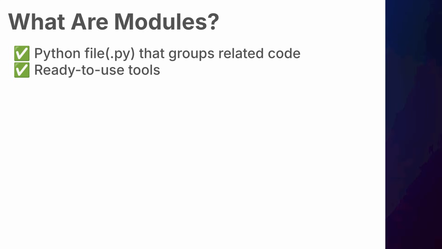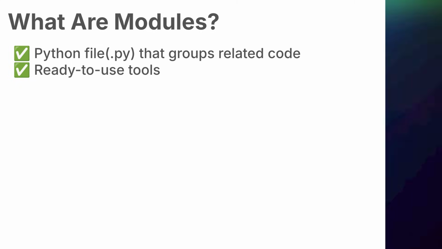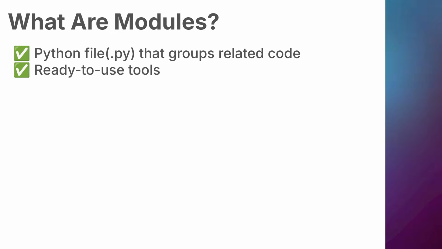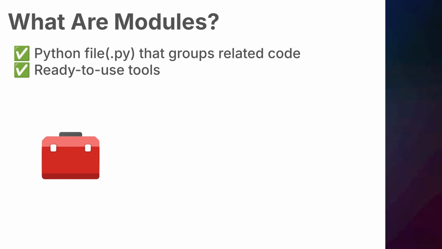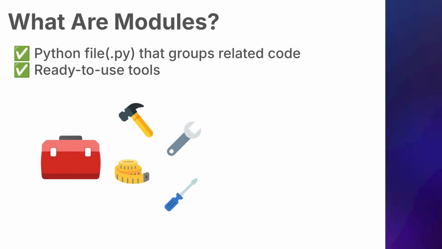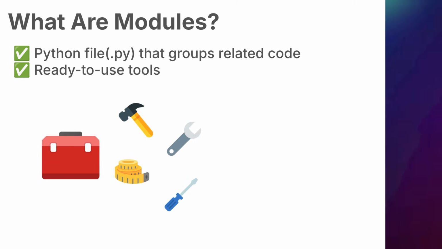What are modules? Modules in Python are like handy toolboxes. Each module is just a Python file that groups related code together so you can reuse it whenever you need. Instead of writing everything from scratch, you can open up these ready-to-use tools with a simple import. So think of it like opening a toolbox full of hammers, wrenches, and screwdrivers, each tool ready to go. That's exactly what Python modules give you inside your code.